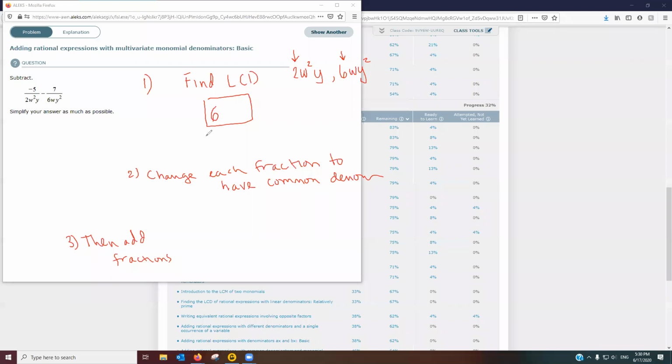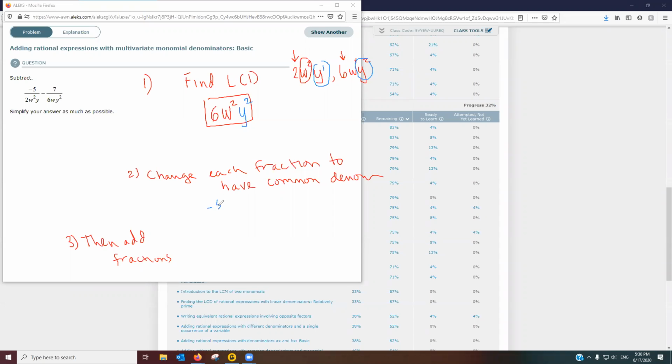All right, now let me look at the letters, the variables. Well, I'm seeing a w squared and a w to the 1. Well, remember, you want to select the highest exponent you see for the common denominator. So I'm going to pick w to the 2. Now let me look at the y variable. I'm seeing a y to the 1 and a y to the 2, but again, I want to select the highest exponent I see. So this is the common denominator.